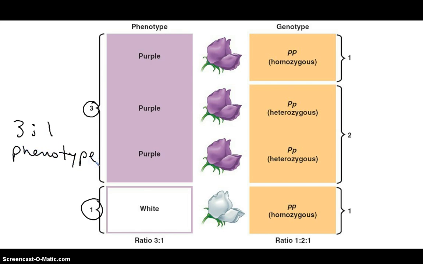And over on the right it shows, well, what are the genotypes of those? Well, on average, 1 of them will be homozygous dominant, 2 will be heterozygous, and 1 will be homozygous recessive. So in terms of the genotype, we get a 1-to-2-to-1 ratio. So the phenotype and genotype ratios are slightly different. We're going to focus on the phenotype ratio.